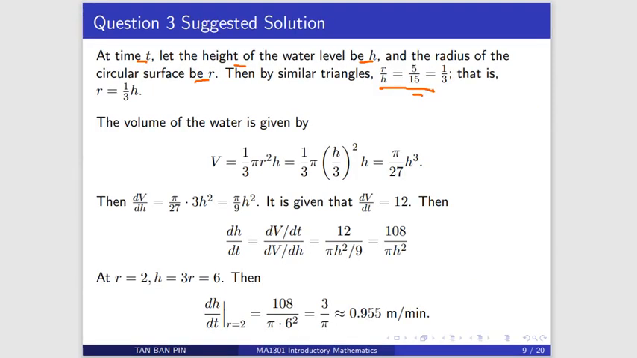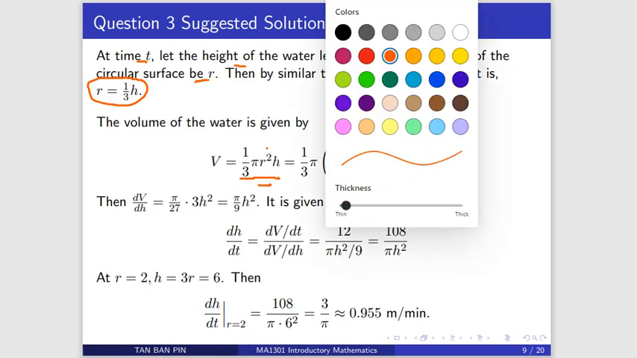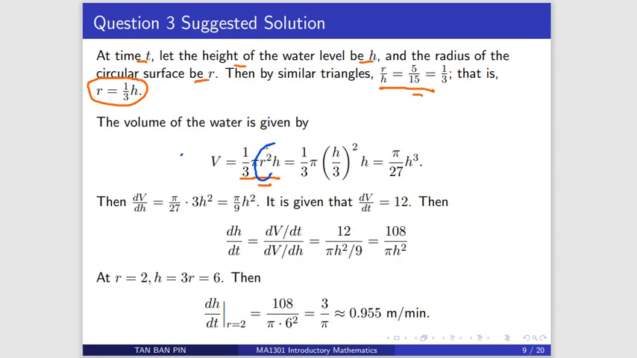And then I mentioned the volume of water is 1/3 pi r square h. And since you have r is h over 3, the r square term, you replace it by h over 3 squared. And then you simplify it, it gives you pi over 27 h cubed. So from here you can do differentiation. Differentiating h cubed will give you 3h square.